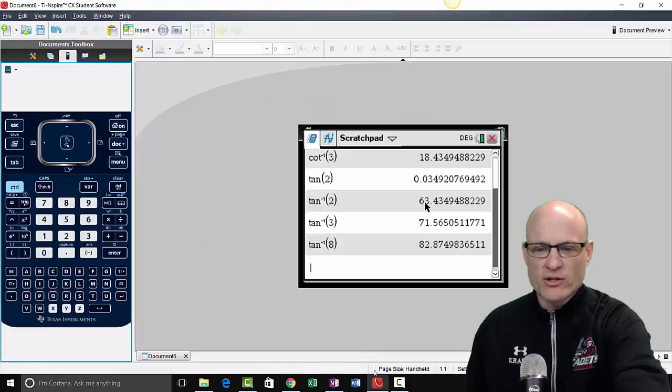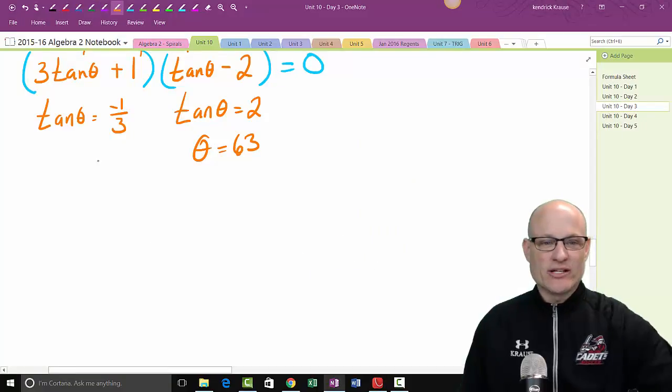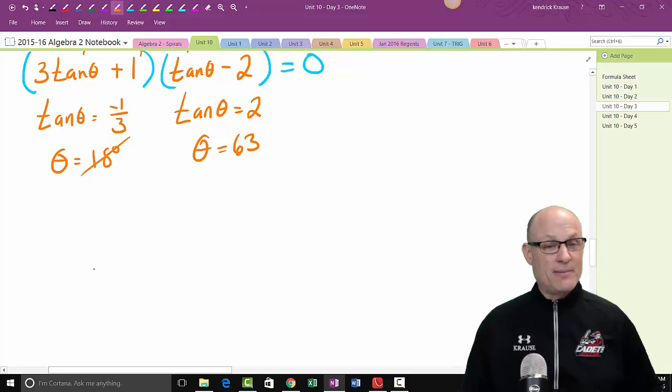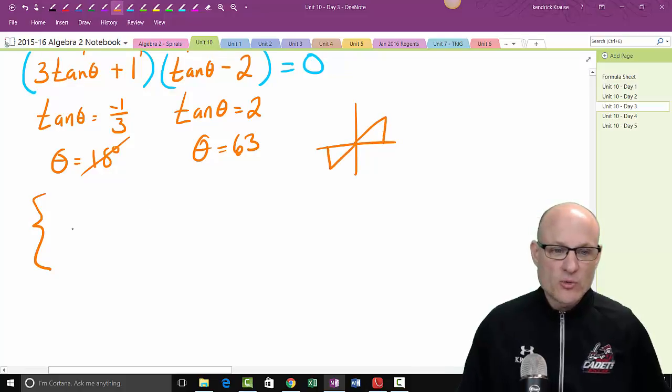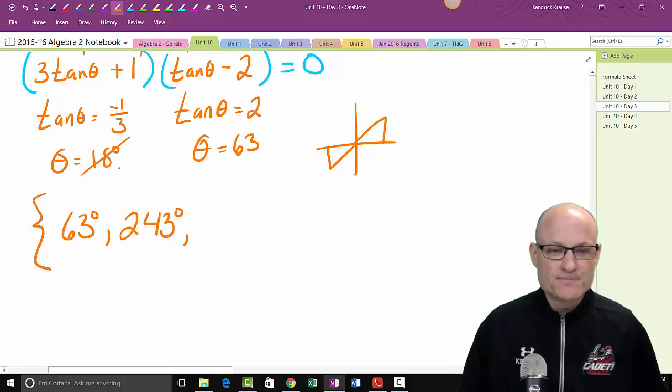And then tangent of negative 1/3. I know we haven't done that yet. So let's go up. It's easier to do this since we're going to do a whole bunch of tangents. 1 divided by 3. Notice I'm not putting in the negative. 18 degrees. So theta is equal to 18 degrees. But we don't keep that one because it's negative. Tangent is positive in 1 and 3. So we keep the 63, and then 180 plus 63 is 243. So those are my first 2.